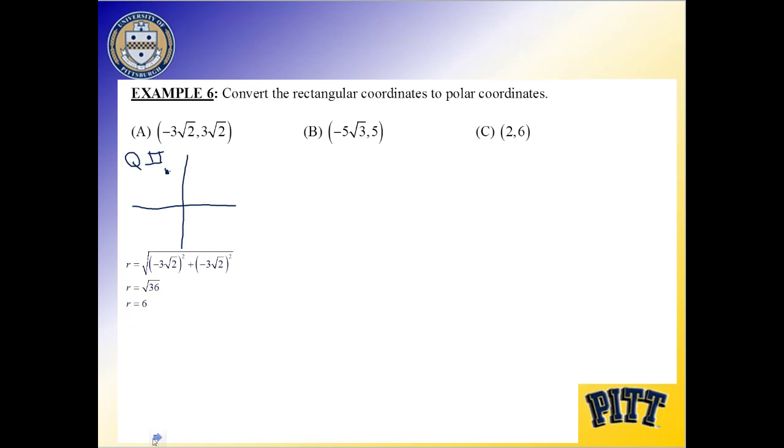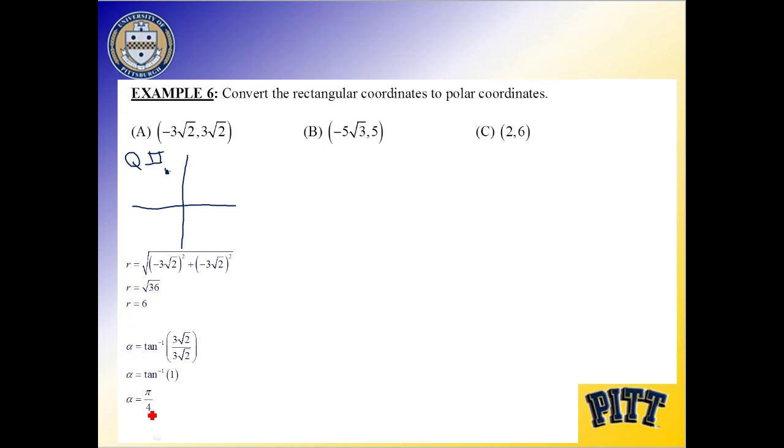Now what I do is I find alpha. So I ignore any positives or negatives. I just do the y over the x, ignoring any negatives, to get what the reference angle is. So I do the arctangent of 1. The reference angle is pi over 4.